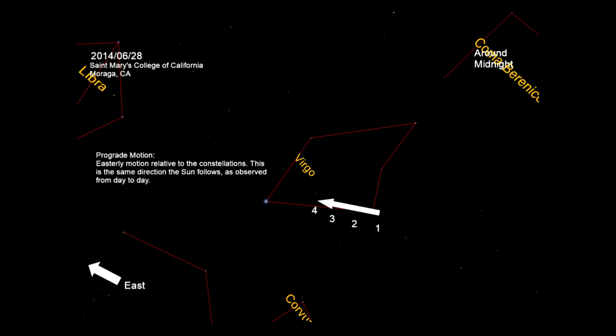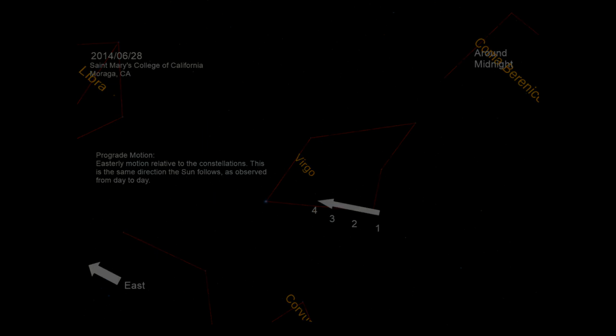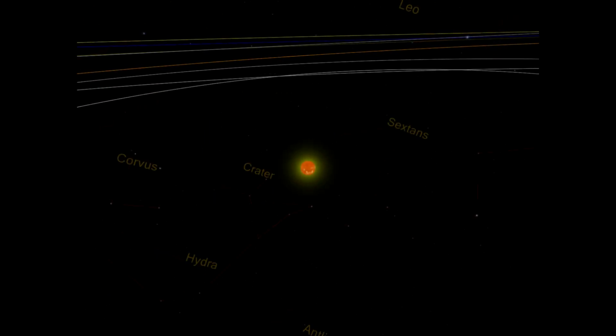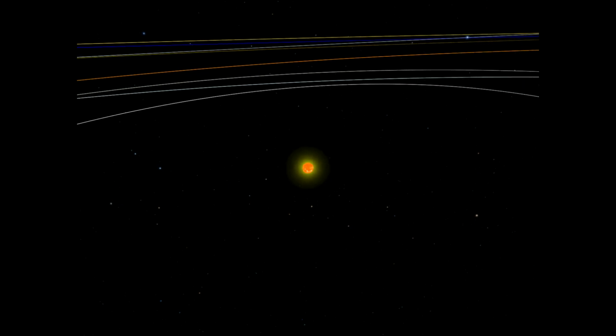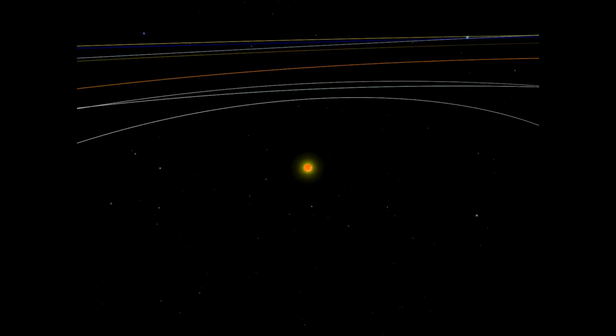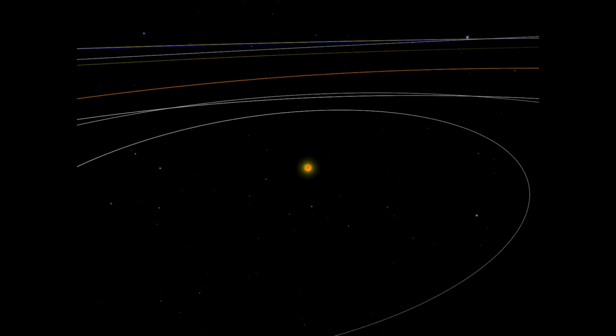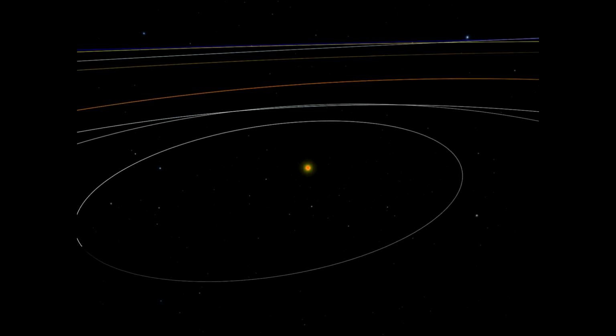However, we don't always see prograde motion. Sometimes more complicated motions are observed. In this digital lab, we will explore retrograde motion in hopes of understanding how it arises and how we can predict it.